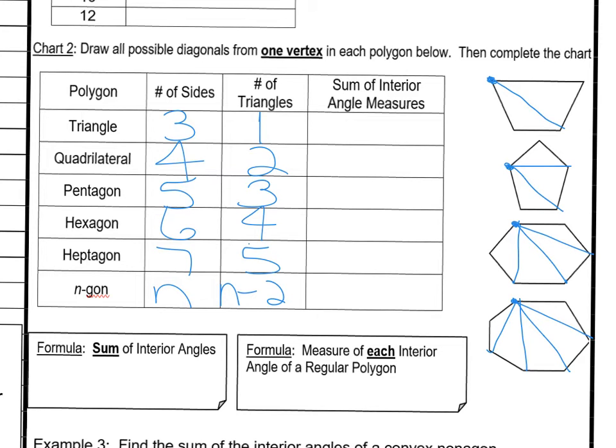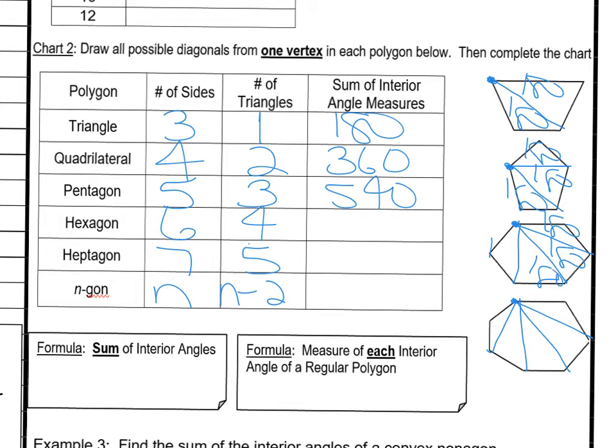Now we're going to figure out the sum of the interior angles. Of a triangle we learned is 180 degrees. A quadrilateral has 2 triangles, so 180 plus 180 is 360 degrees. A pentagon is 180 plus 180 plus 180, which is 540 degrees. A hexagon is 180 plus 180 plus 180 plus 180, which is 720 degrees. And a heptagon is 180 plus 180 plus 180 plus 180 plus 180, so 900 degrees. So the relationship between the number of triangles and the sum of the interior angles is n minus 2 times 180.